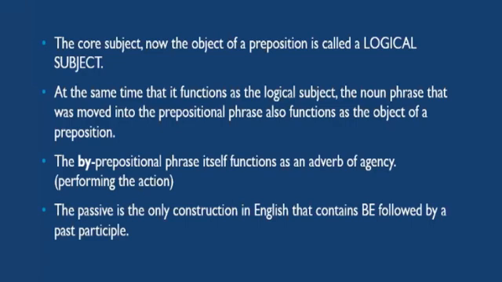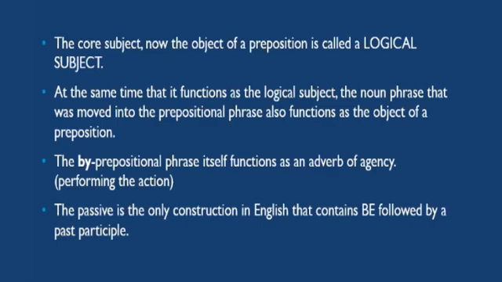And the passive is the only construction in English that contains be followed by a past participle. So whenever you have the verb be plus a past participle form of the verb, you see, it is a form. Like infinitive is a form, like present participle is a form, like past form is a form, all right? So passive is the only construction in English that has be with the past participle form of the verb. Questions?